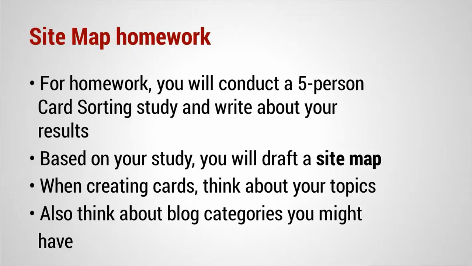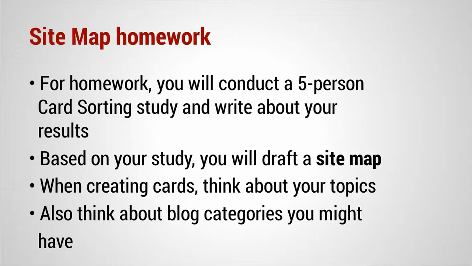So for homework for the sitemap portion, you're going to conduct a 5-person card sorting study and write about your results. What you'll need to do is come up with at least 10 note cards of content areas on your site and run a card sorting study with those cards. Based on that study, you're going to draft a sitemap. So based on what people put in groups, you're going to create a sitemap. You're basically making the main navigation of your website.